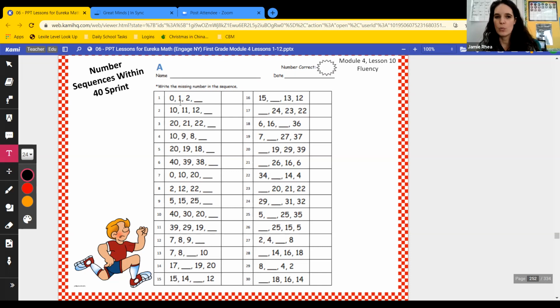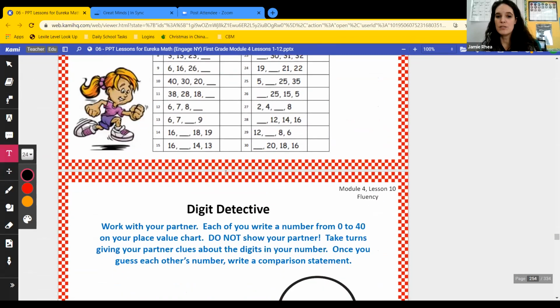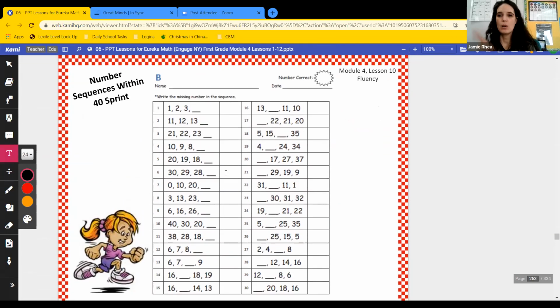So look, 0, 1, 2, what comes next? Okay, 10, 11, 12, what comes next? All right, now look, 10, 9, 8. Ooh, see, it's going backwards. Be careful. Over here, look, you have 19, 29, 39. Looking for a pattern there, okay? So you're either going to get A or B. Pause your video right now. Go work on it in Google Classroom. 2 minutes on your timer. See how many you can get done correctly. When you come back, we will work on our application problem.